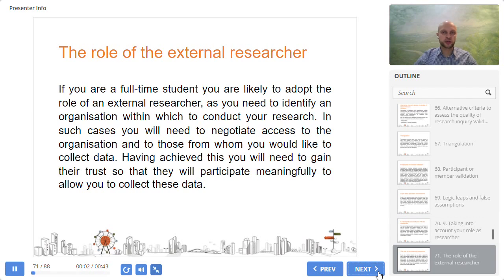You can be an external researcher or an internal researcher. If you are a full-time student, you are likely to adopt the role of an external researcher, as you need to identify an organization with which to conduct your research. In such cases, you need to negotiate access to the organization and to those from whom you would like to collect data. Having achieved this, you need to gain their trust so that they will participate meaningfully to allow you to collect this data. You need to take these practical factors into account when formulating your research questions and your research design.